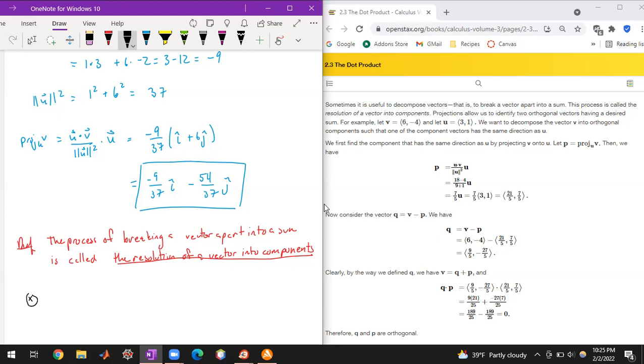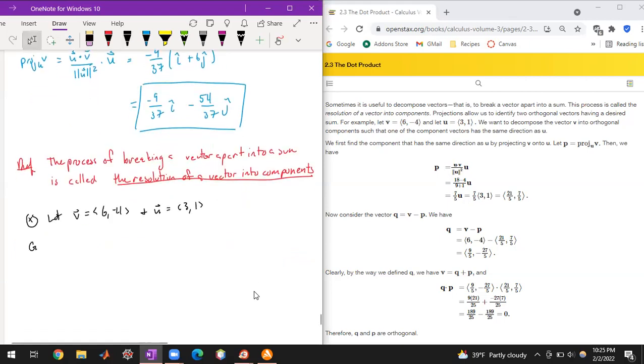So let our vector v have components 6, -4, and our vector u have components 3, 1. Our goal is to rewrite v as a sum of two vectors, and in particular two orthogonal vectors, where one of them is in the same direction as u.